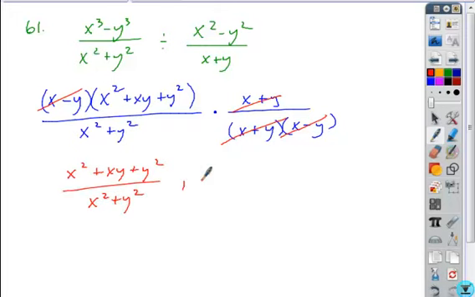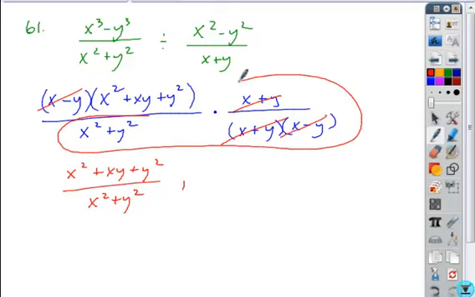And we do need to identify domain restrictions. Remember, when we identify the domain restrictions, because we inverted and multiplied, we do have to consider all factors up here as well. Okay, so there's no issues with zeros here.